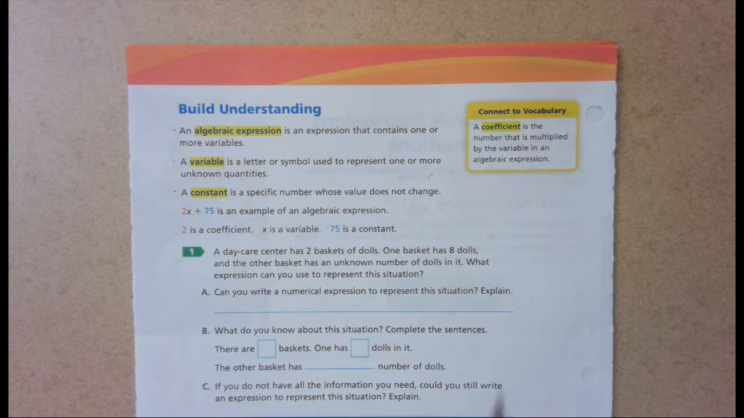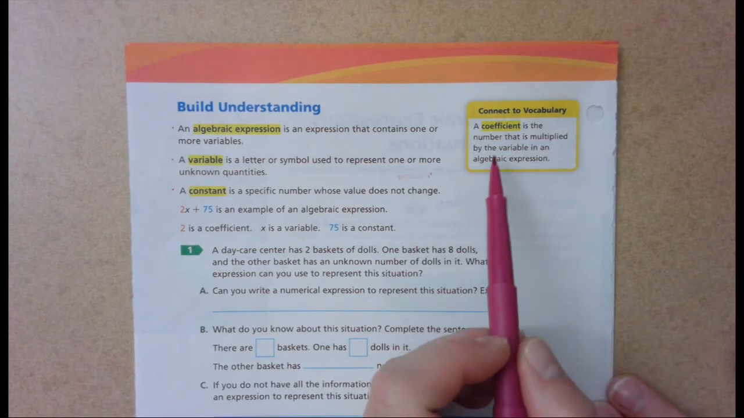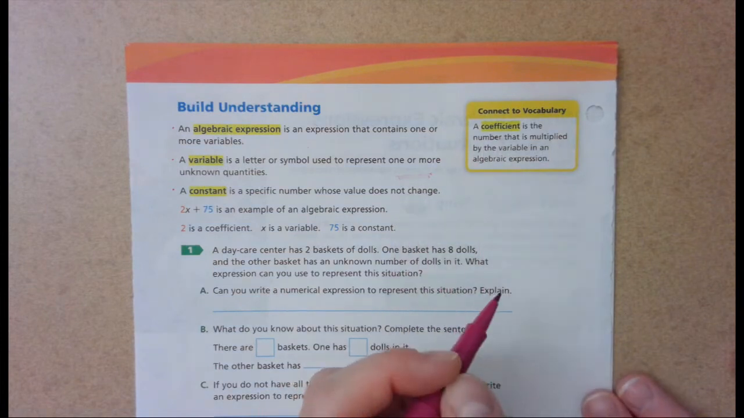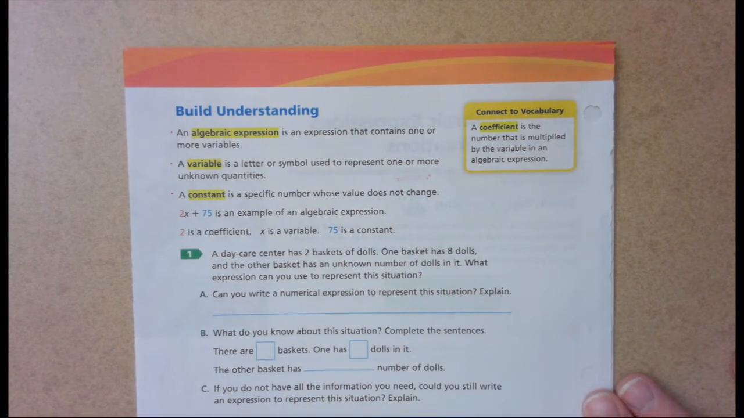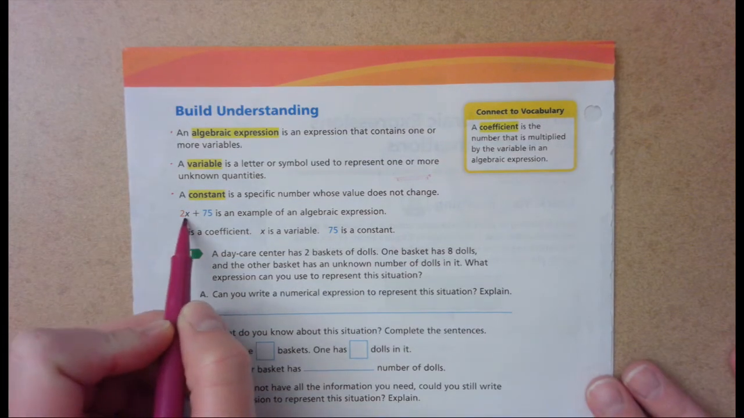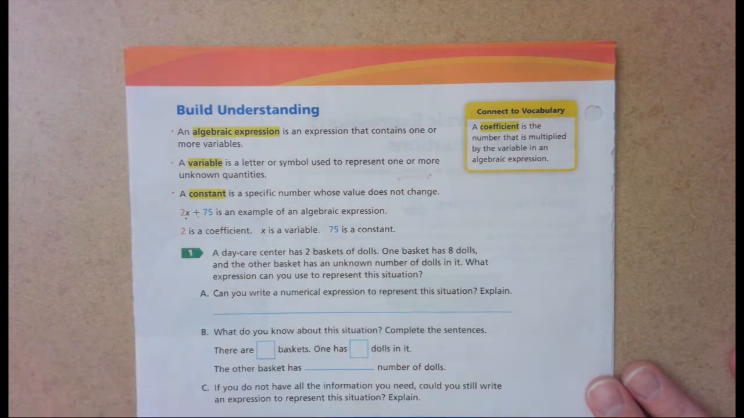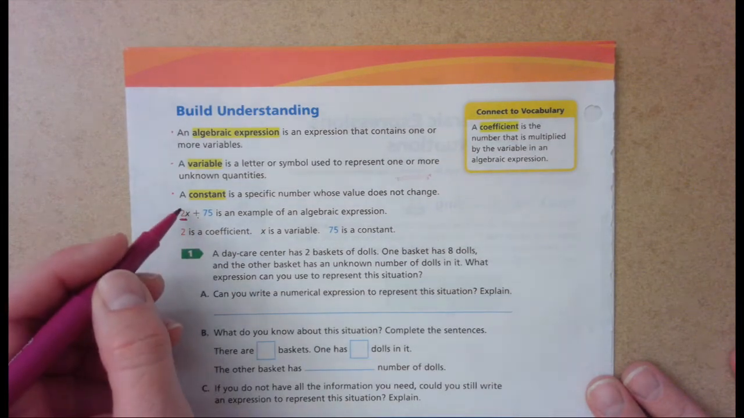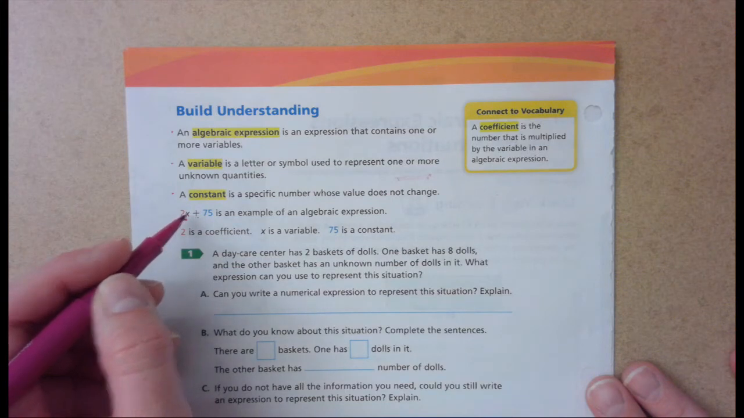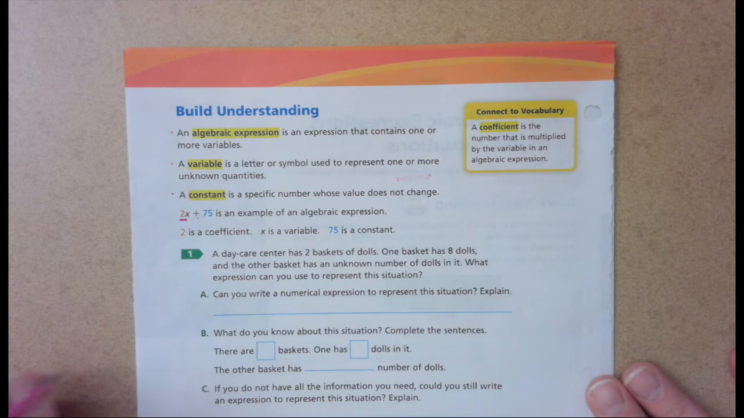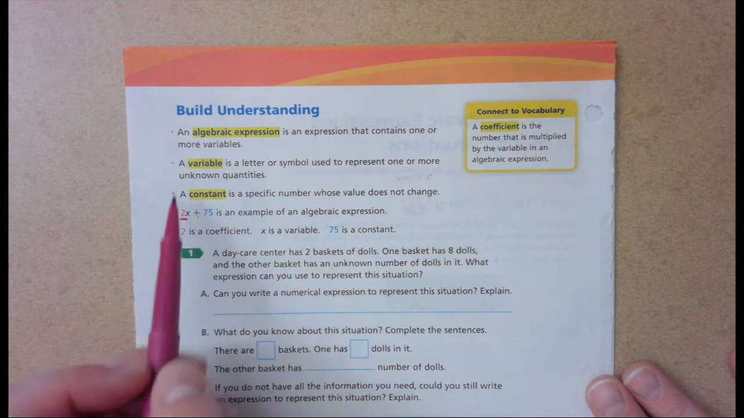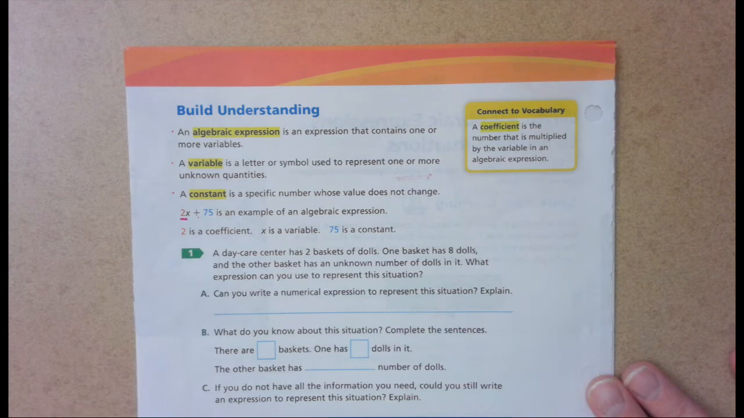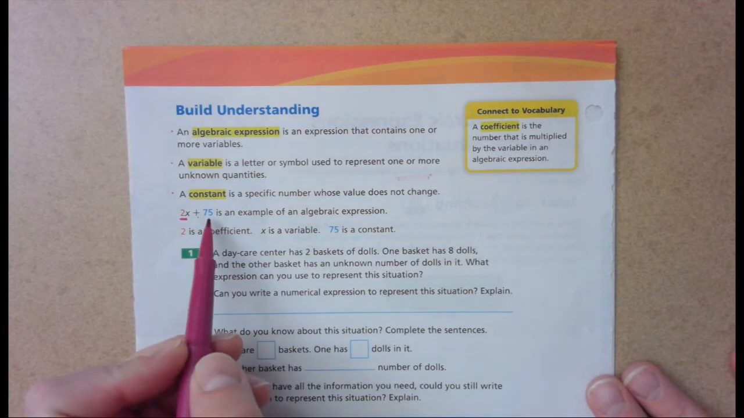We also have another vocabulary word up here in the corner. A coefficient is the number that is multiplied by the variable in an algebraic expression. So, if we have 2x plus 75 as our example of an algebraic expression, the number 2 is the coefficient because it is being multiplied by the variable x. x is a variable because it's the letter or symbol used to represent some unknown number. 75 right here, that one is a constant.